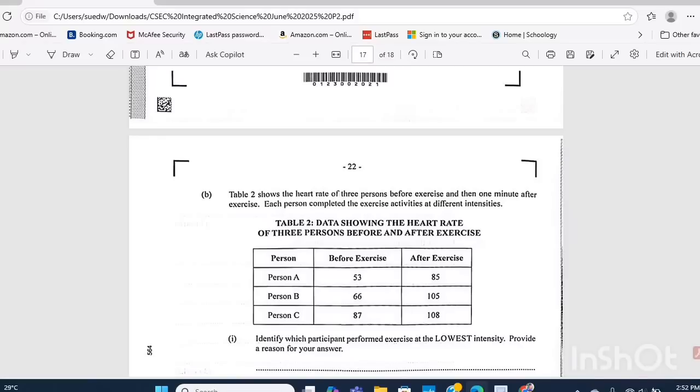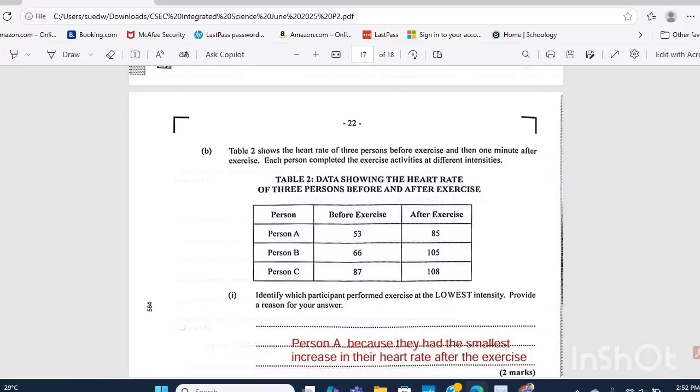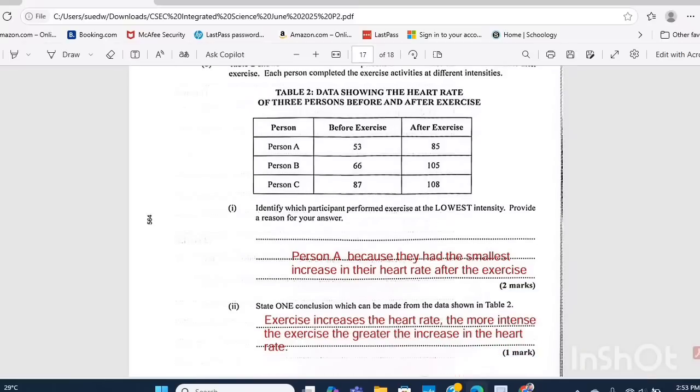Now, just by looking at the table, guys, it says the lowest intensity. And the word lowest there should be a hint for you. And if you had person A, then that would have been your 1 mark. And it asks you for a reason. And it would be because they had the smallest increase in their heart rate after exercise. So less exercise, you'll have a lower response, right? So 2 marks, simple.